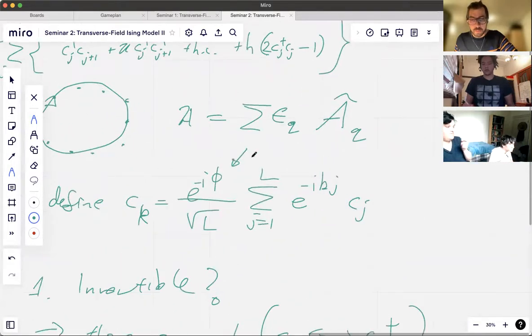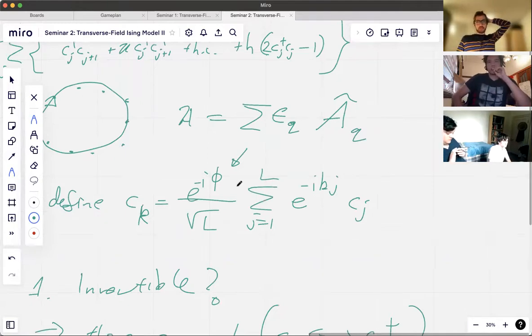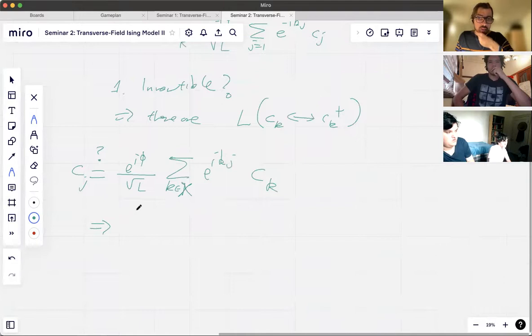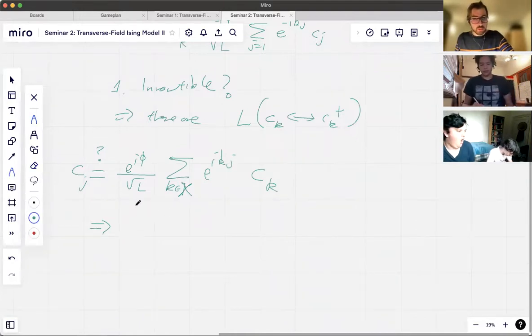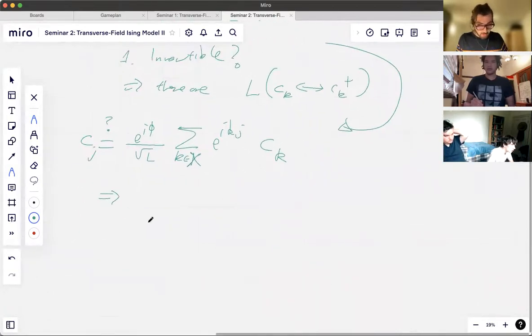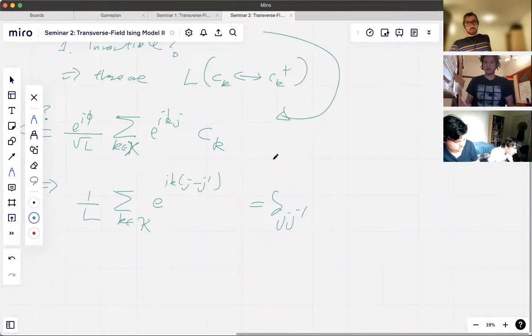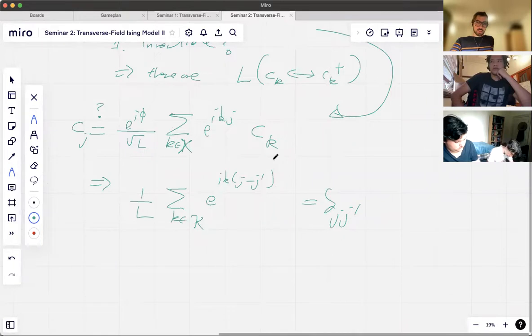And you can show by direct substitution of the definition. Oh yeah, sorry, I should explain myself here. I've introduced e to the minus i phi as an arbitrary phase. That doesn't really change anything, but the point of introducing it is to eventually show that it doesn't affect the physics of the system. In general, you can introduce an arbitrary rotation on every site that doesn't affect the physics. So the delta function identity that we need, when you substitute this into that and work it through, is that 1 on L sum over k in the set of k, e to the i k (j minus j prime), is a delta function, i.e. a Kronecker delta.